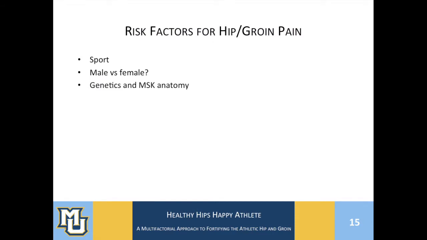Our genetic makeup and its influence on our musculoskeletal anatomy. How does the shape of the head of our femur sit in our acetabulum, for example? Driven by our genetic makeup is ligamentous laxity. This is an undeniable risk factor, particularly apparent at the pubic symphysis, where shear forces can be extremely high, especially during asymmetric cutting tasks.